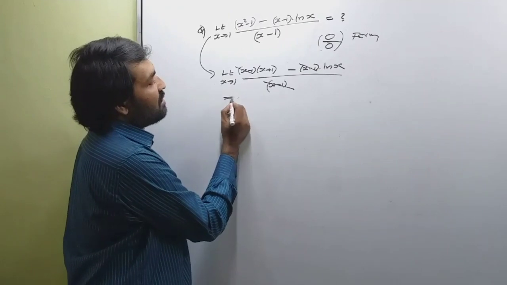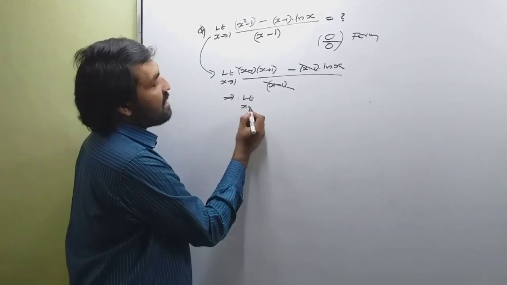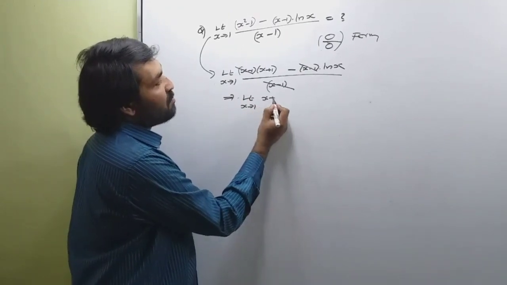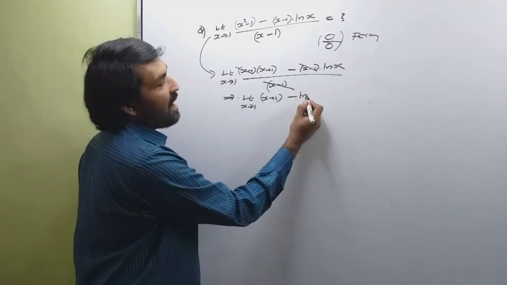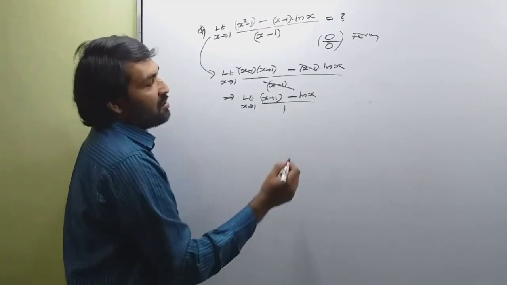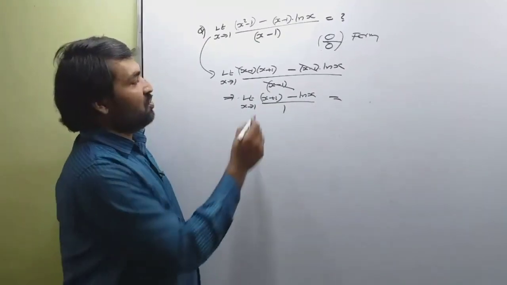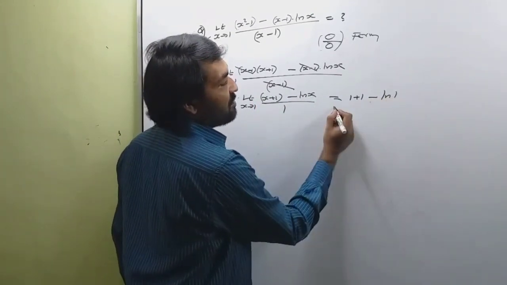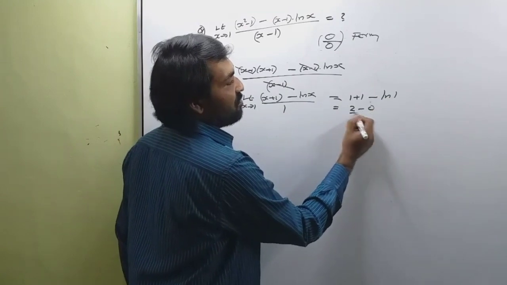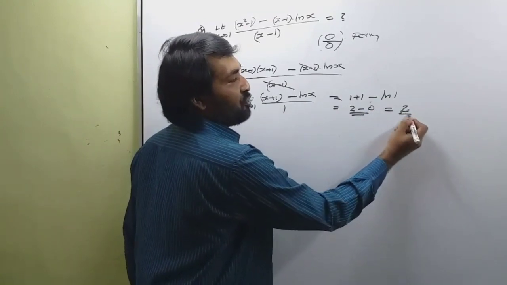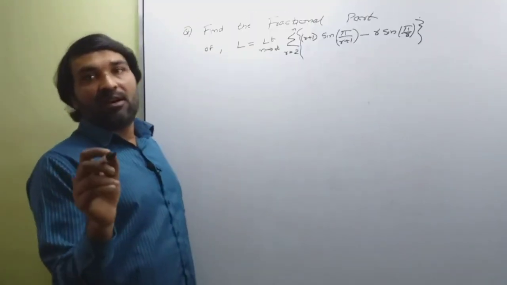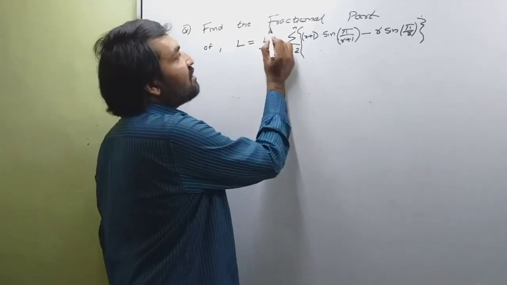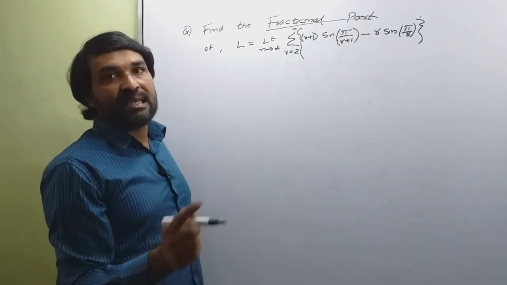So this implies limit x tends to 1 of x plus 1 minus ln x by 1. Substitute the value. This becomes 1 plus 1 minus ln 1, which is equal to 2 minus 0. So the answer is equal to 2. Now our question is, we want to find the fractional part of this limit.